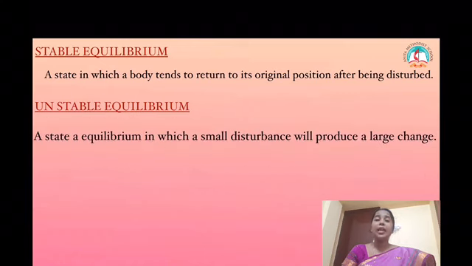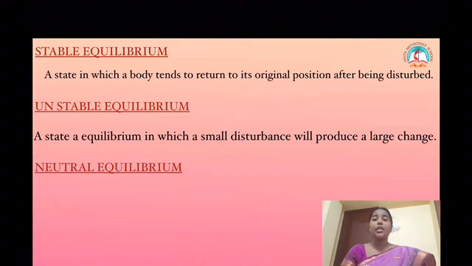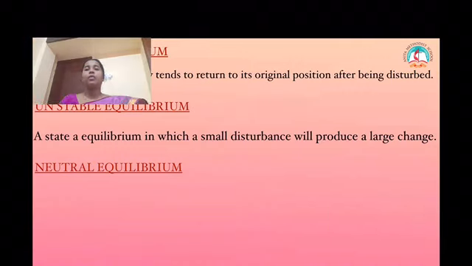Next is unstable equilibrium. Unstable equilibrium means a small disturbance will produce a large change. If we give a light force to an object and it falls down, it will not come back to its original position. So we call that an unstable equilibrium.